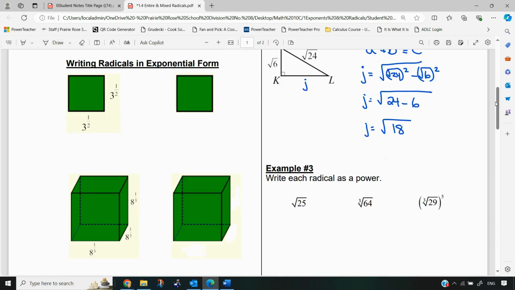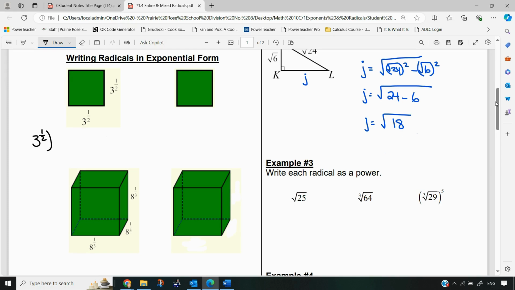Moving on, let's take a look at how we can convert between radical form and exponential form. So in this first example, I have a square and I'm telling you that the side lengths are 3 to the 1/2 and 3 to the 1/2. Well, if I want to calculate the area of that square, that's going to be side squared or length times width. So if I have 3 to the 1/2 times 3 to the 1/2, these are two powers with the same base. That means I can add my exponents. That would give me 3 to the 1/2 plus 1/2, which is 3 to the 1 or 3. So the area of this square would be 3.